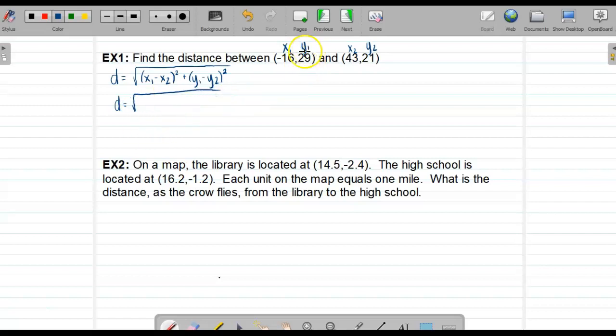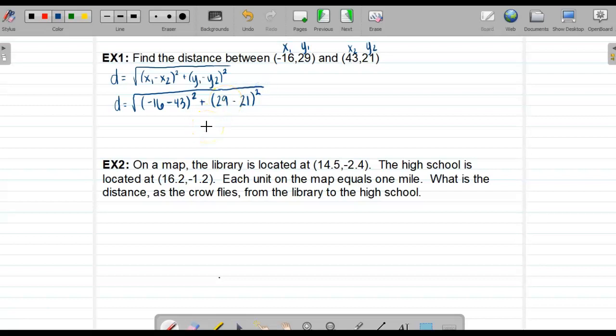Okay? So you will have negative 16 minus 43 squared plus 29 minus 21 squared.